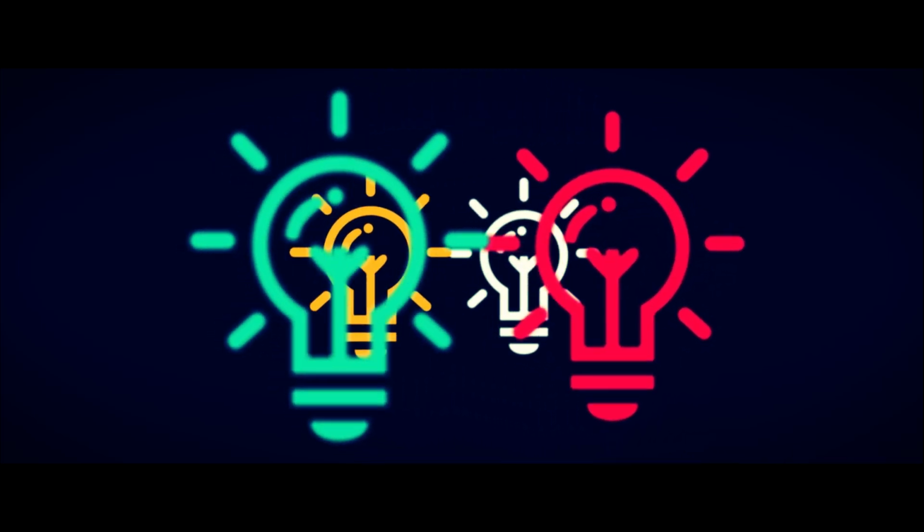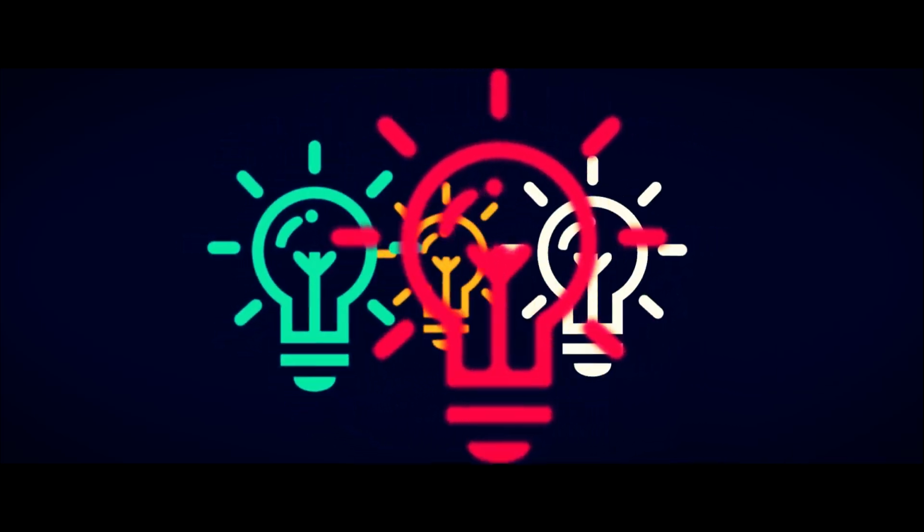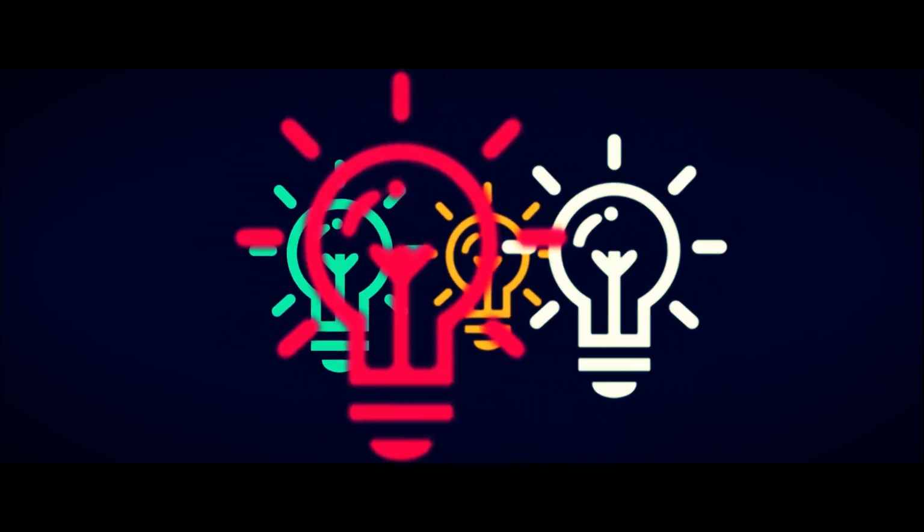Hello, welcome back. Here's how you can orbit objects around the point in After Effects, where these light bulbs will revolve around the center point in a 3D way.